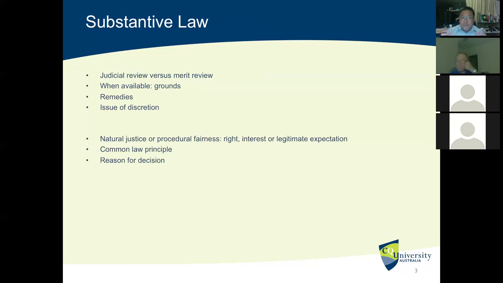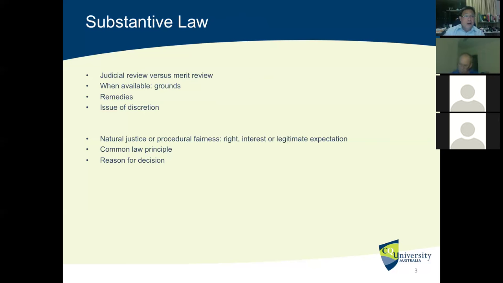So remember that when there is a disagreement among decision makers as to what the correct or preferable decision should be, then your only avenue would be merit review. Because if you apply to the courts on that basis, it will be thrown out, because remember, judicial review is a very limited legal remedy. It is very limited in the sense that it is focused only on questions of the legality or lawfulness of the decision. It cannot look into the facts. It is not allowed to.